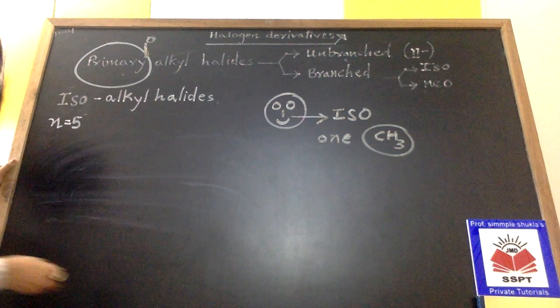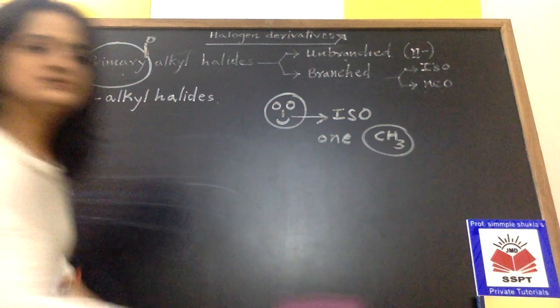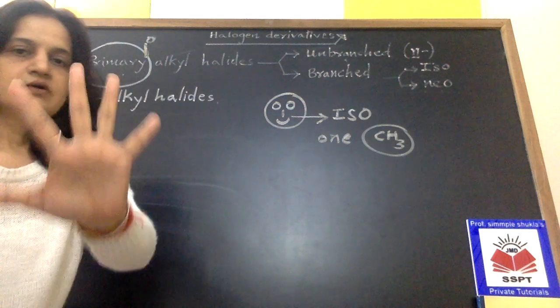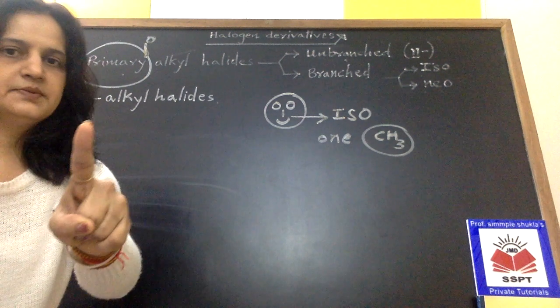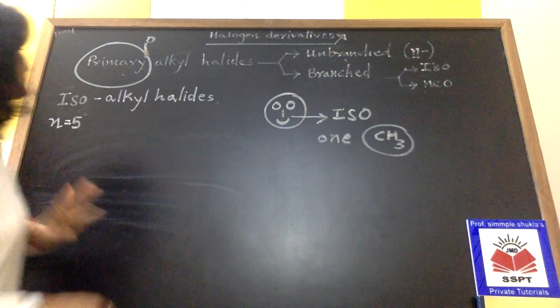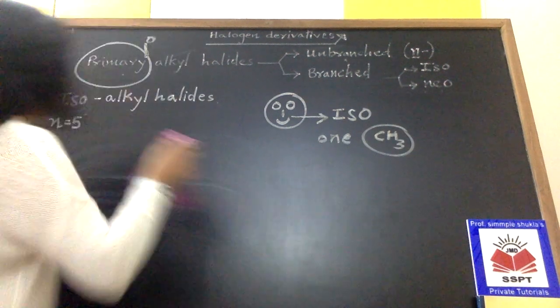Now I make the structure. We have 5 carbons. How many carbons do we have? 5 carbons. Out of 5 carbons, 1 is going in the branch. Remaining 4 carbons, those 4 carbons I am writing here.